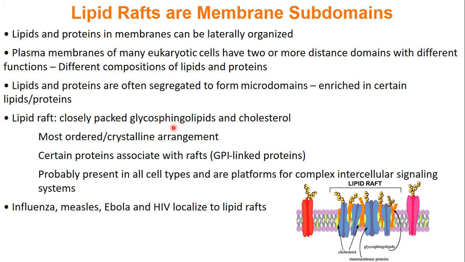There's a lot of glycosphingolipids and cholesterol, very organized, and certain proteins can associate with them. Also, some diseases use these lipid rafts to get into your cells. So the flu, measles, Ebola, or HIV, before they enter your cell, they'll first localize to the lipid raft and then go inside your cell.